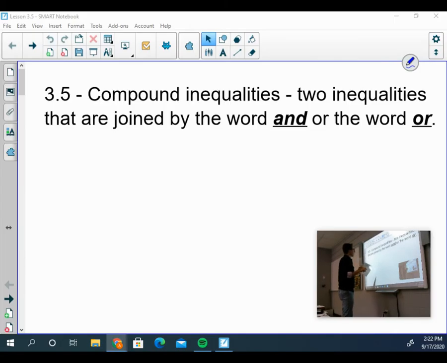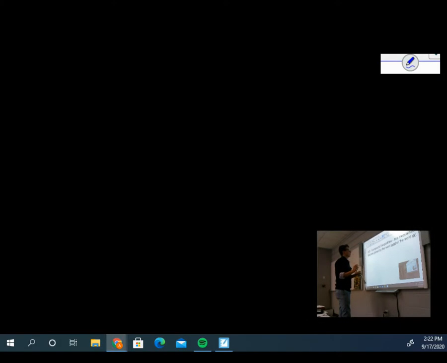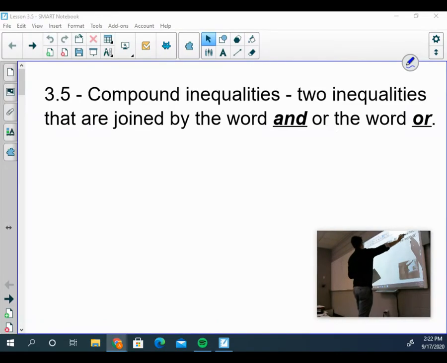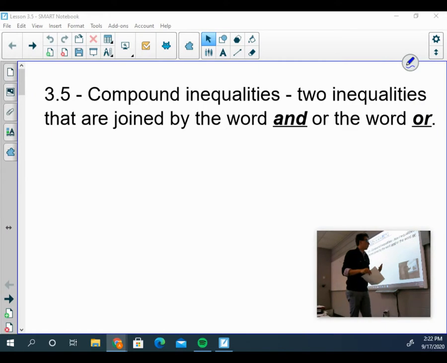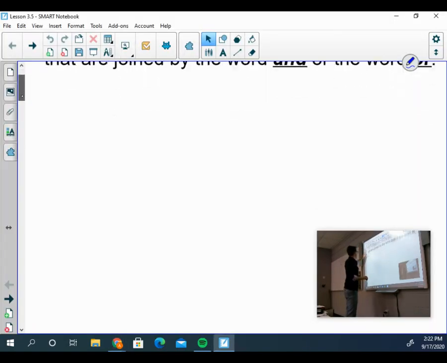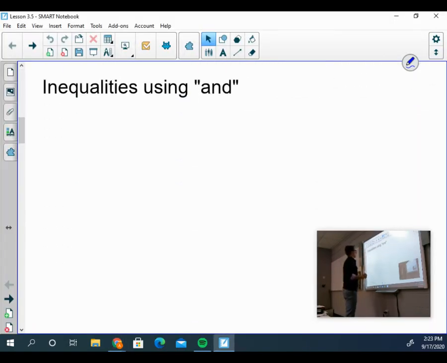Okay, now that you've paused it, what is a compound inequality? It is two inequalities that are joined by the word and or the word or. They are special types of inequalities. Again, two categories we're talking about today. An inequality joined by the word and, or you can have an inequality joined by the word or. We are first going to examine what it looks like to have an and inequality, and then we will get into or inequalities.